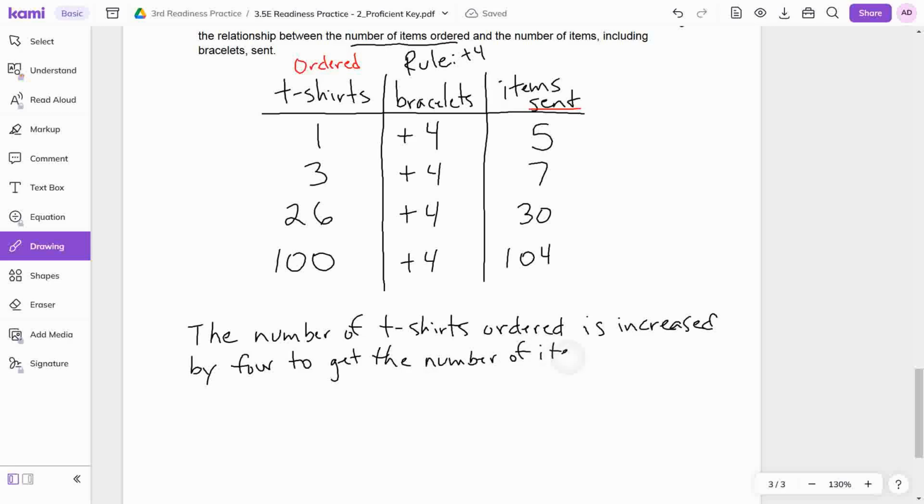And that's because we take our t-shirts, we add 4 free bracelets, and we get the total number of items sent. So your table might be slightly different than mine. You don't have to use the same number. And your answer might be different than mine. But as long as we are looking at the same set of numbers, we're really using that plus 4, then you're going to have the correct answer.